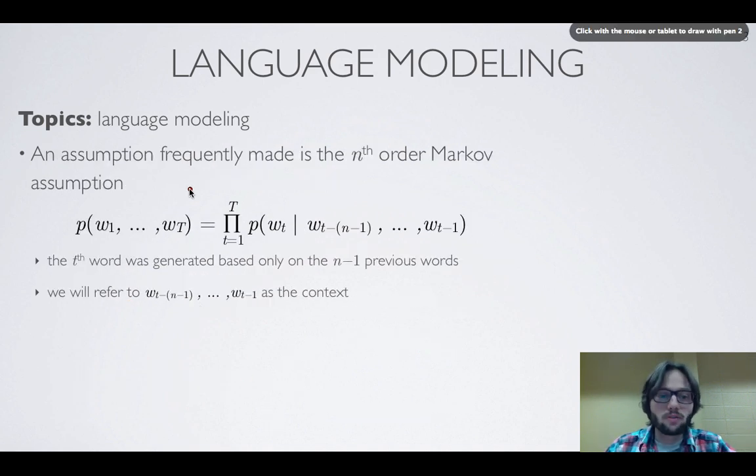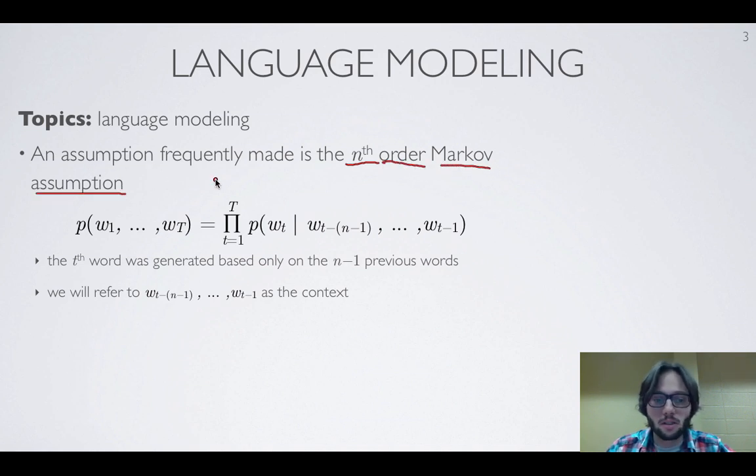An assumption that one often makes when designing a language model is the nth order Markov assumption. What this assumption says is that if we have a probability distribution over a sequence, then we can write it as the product of the probability of each element in the sequence, given only the n-1 previous elements in that sequence. In our case, we're modeling words, so we're assuming that the word at position t is only dependent on the n-1 previous words and does not depend on the other words before that in the sentence or in the document.